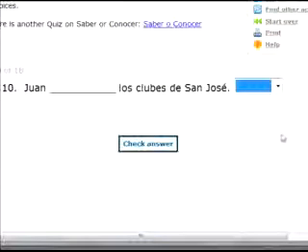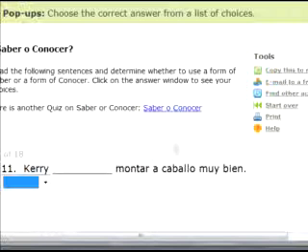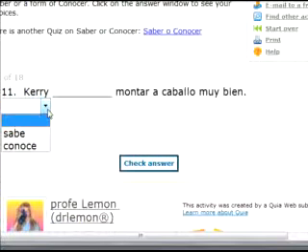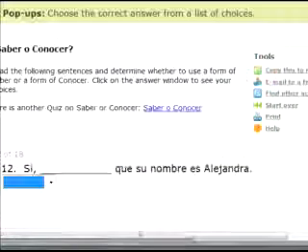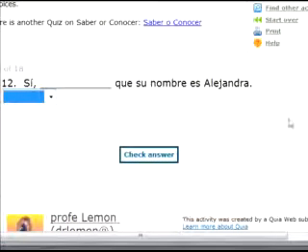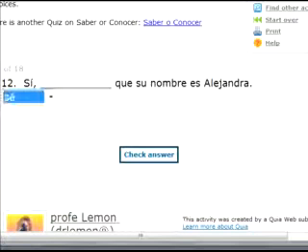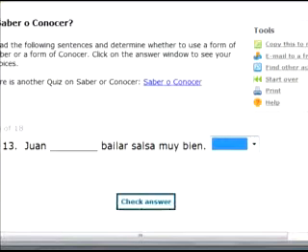Number 10. Juan knows the clubs of San Jose. In other words, he's been to the clubs. Conoce. Okay. Kelly knows how to ride a horse well. Sabe. Okay. They know that her name is Alejandra. Knowing a fact. Or I know that her name is Alejandra. Okay. Juan knows how to dance salsa well.